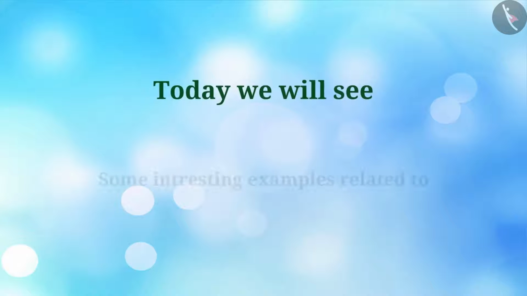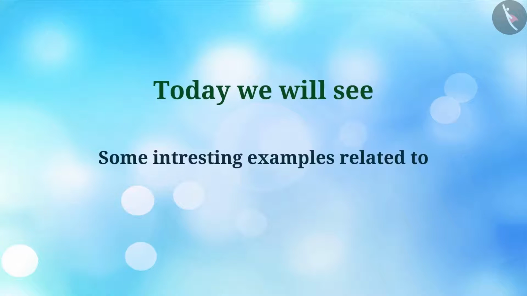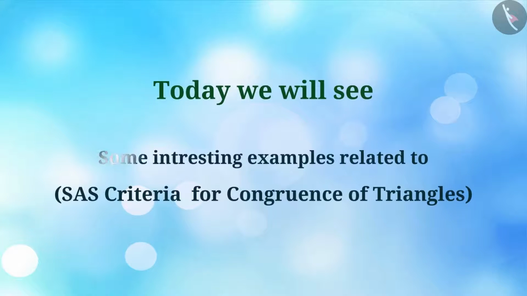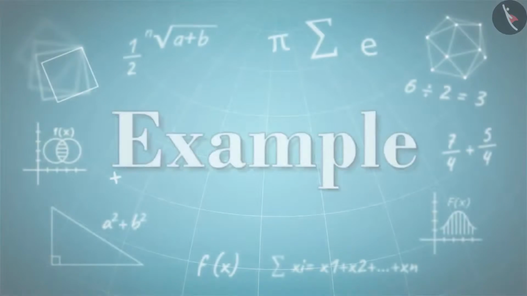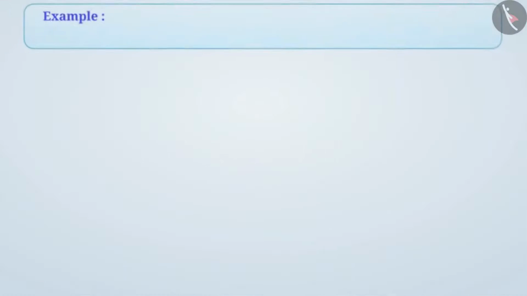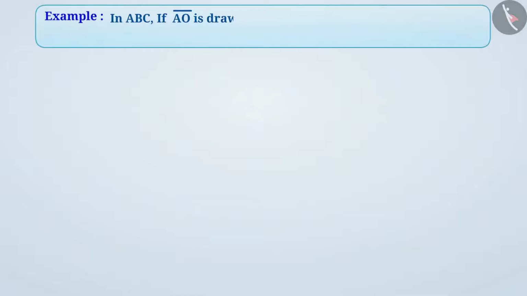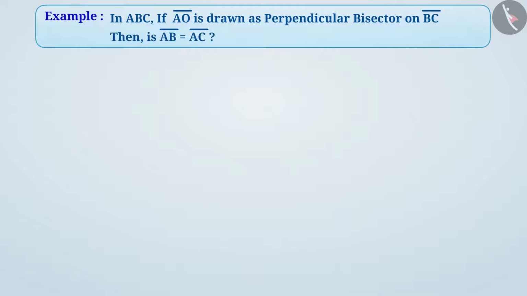Today we will see some interesting examples related to SAS criteria for congruence of triangles. In triangle ABC, if line segment AO is drawn as perpendicular bisector on line segment BC, then is AB equal to AC? It is always helpful to draw a rough figure to solve these types of questions.